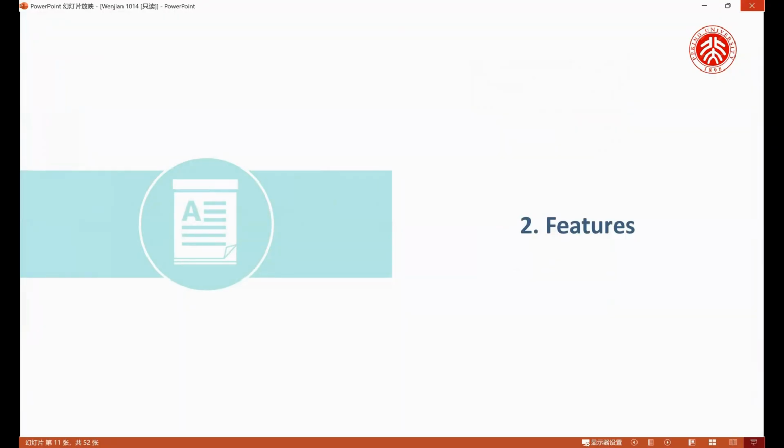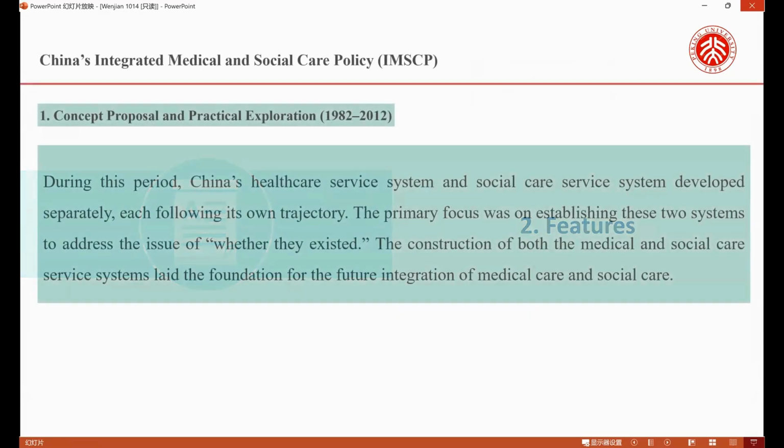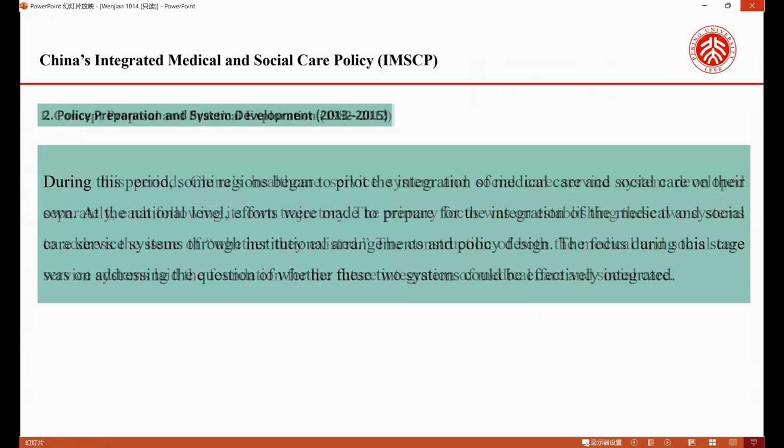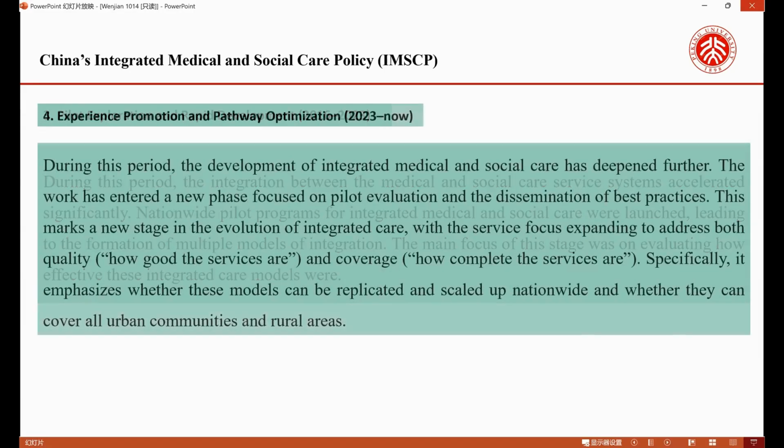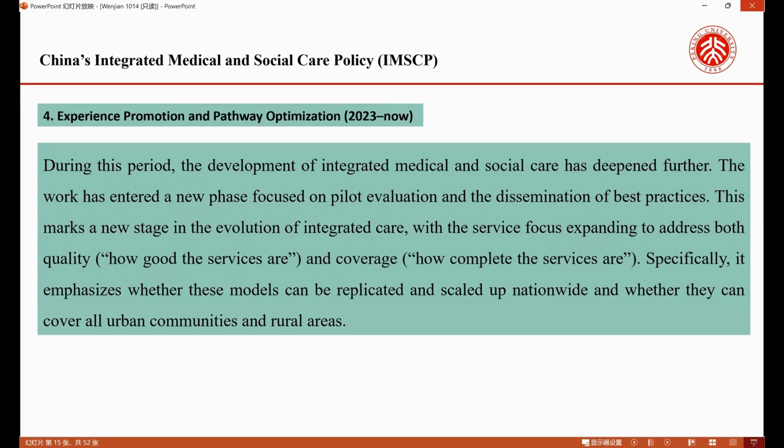There are four phases of the IMSCP. The first phase is concept proposal and practical exploration. The second phase is policy preparation and system development. The third phase is pilot exploration and rapid development. The fourth phase is experience promotion and pathway optimization.